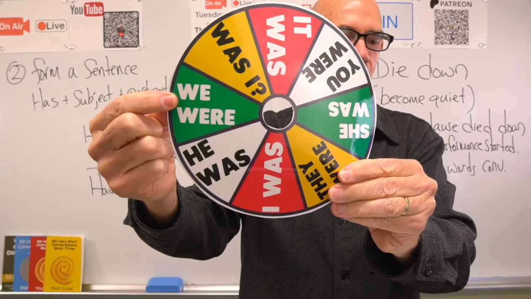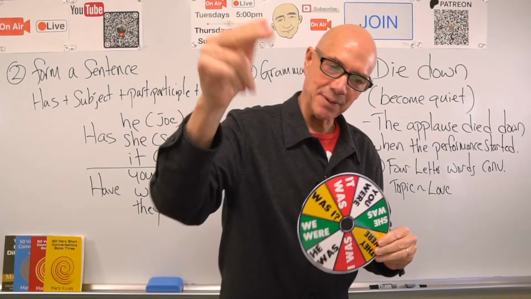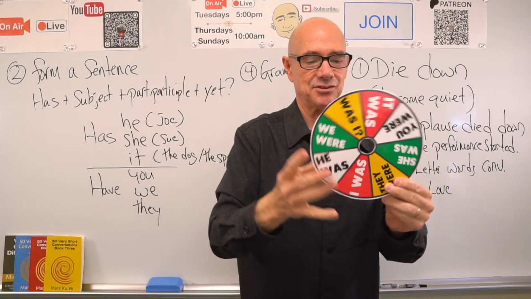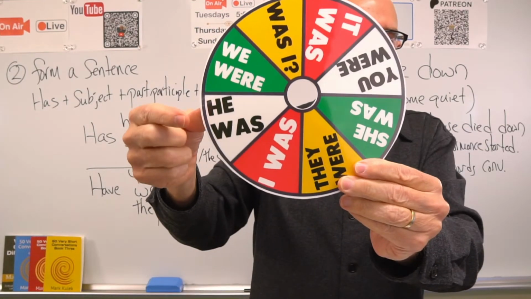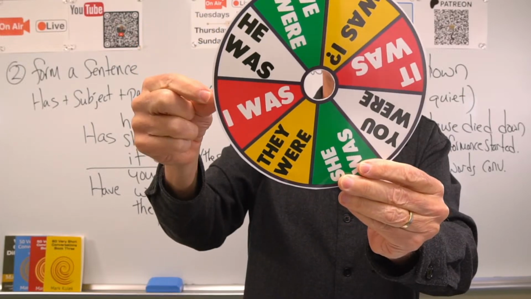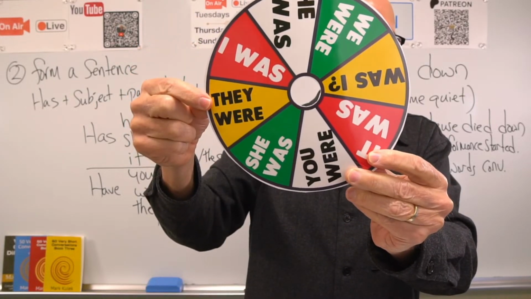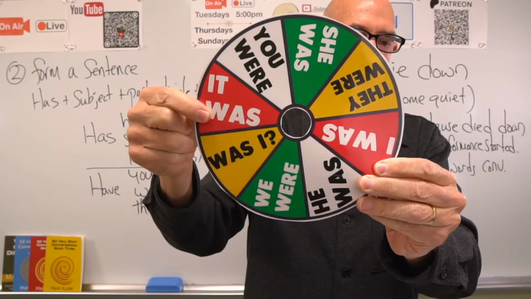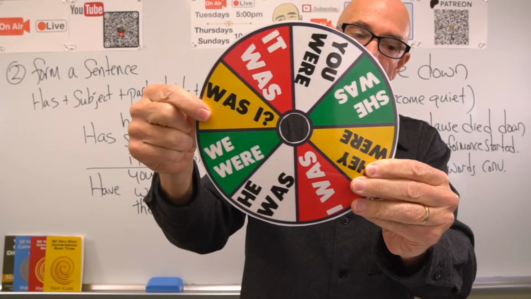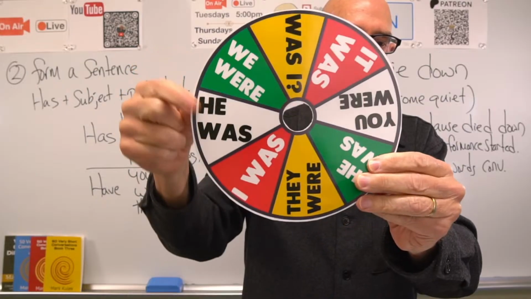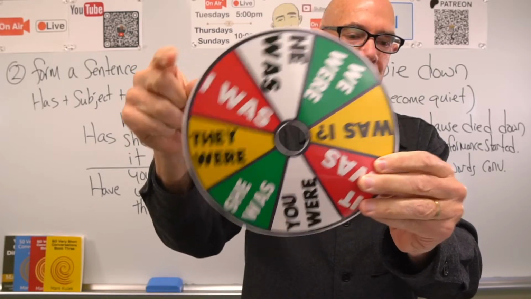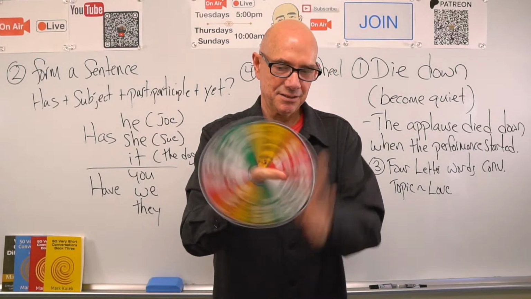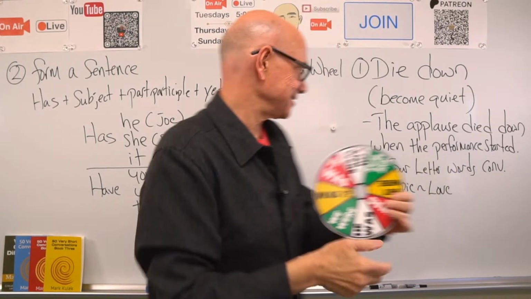So we have we were. So these are past tense. So we're going to start the sentence with these sentence starters. He was, I was, they were, she was, you were, it was, I, we were, he was, I was, they were, she was, you were. Okay? So we're going to do these.